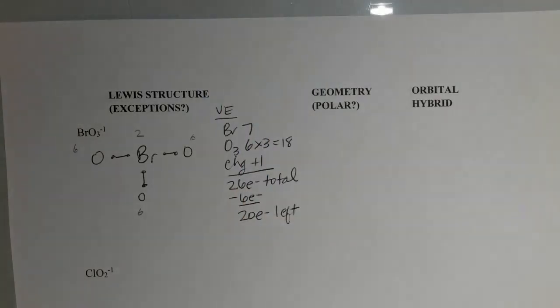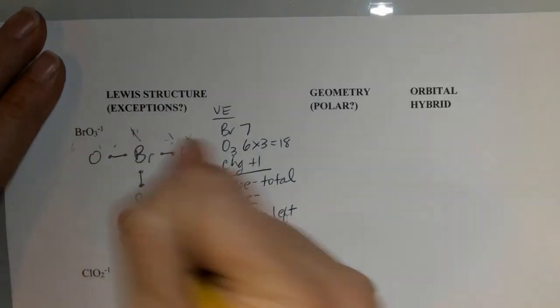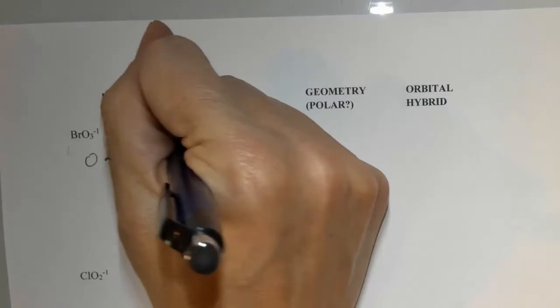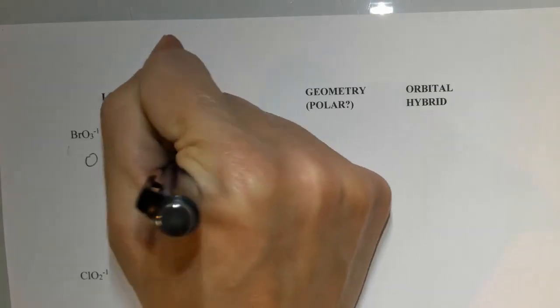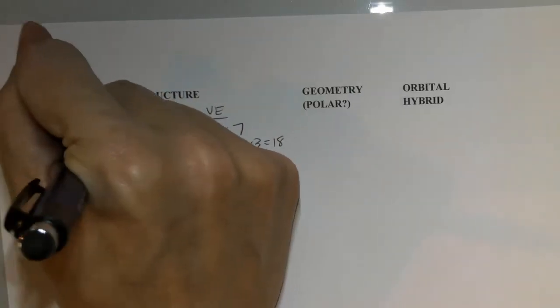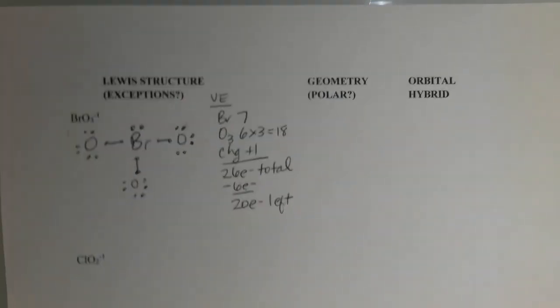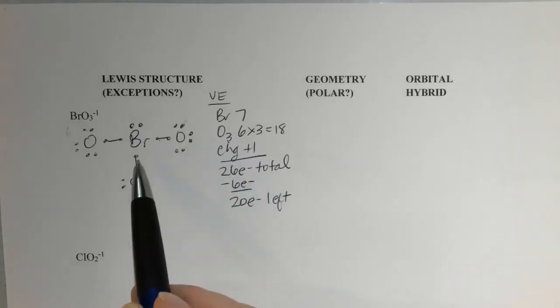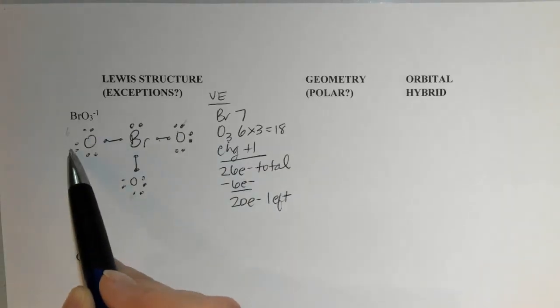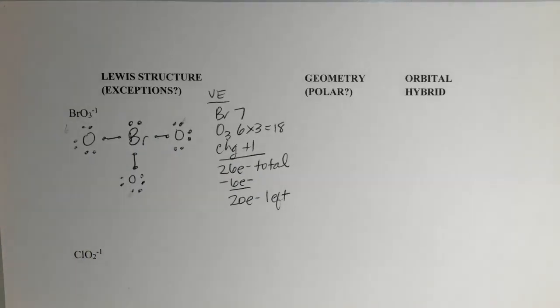So I'm going to erase my valence, or how many needed. All right, and I'm going to put 3 lone pairs on each of the oxygens to complete the octet, and then 1 lone pair on the bromine to complete the octet. And that looks like that should work, right? 26 electrons: 2, 4, 6, 8, 10, 12, 14, 16, 18, 20, 22, 24, 26. There's 26. Everybody has an octet, so everything looks good.